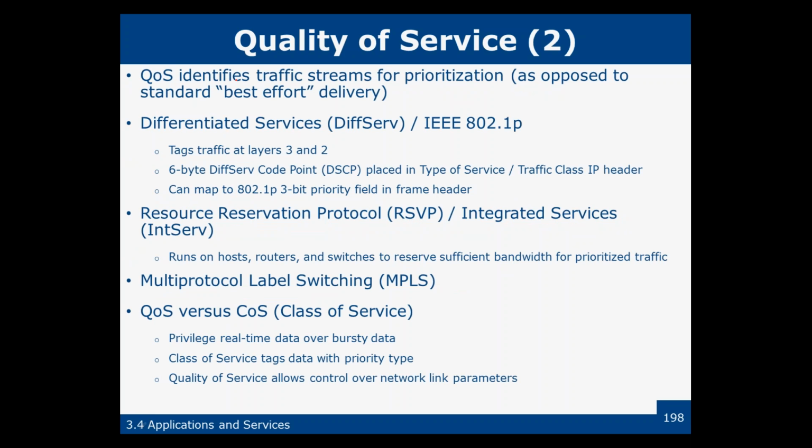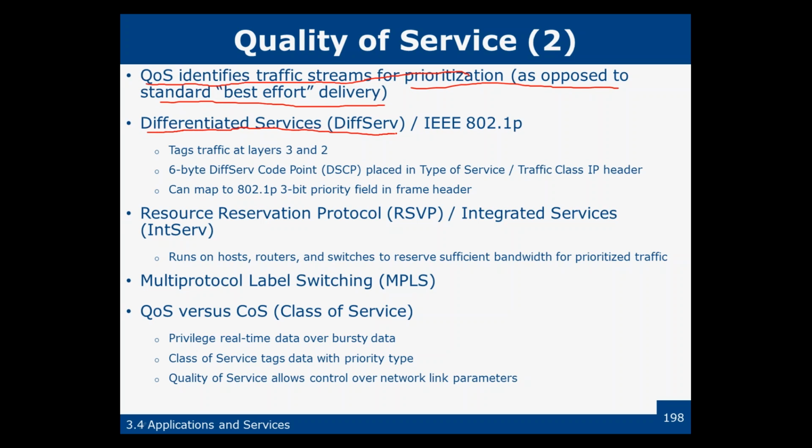Quality of service prioritizes traffic streams, as opposed to standard or best-effort delivery. Some traffic gets more priority than others instead of best effort. TCP or UDP is actually best effort. TCP guarantees delivery, but it sometimes is not fast enough for the things that we're using now.